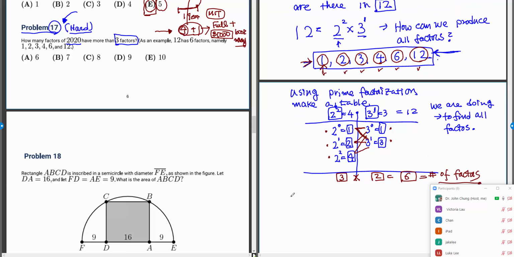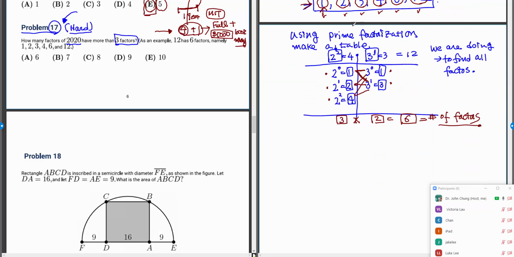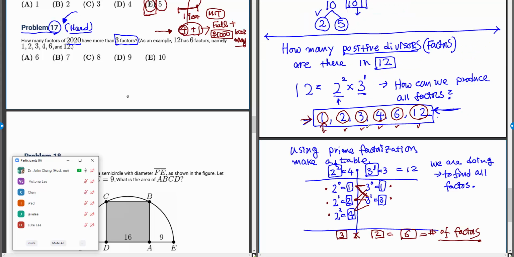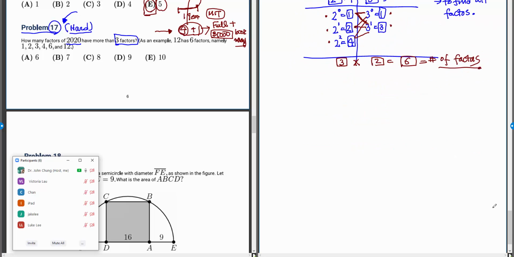Okay, how we find all the factors using this table. Do you guys need one more example on this one? How we generate our factors without using this way? Okay, I'm going to write a little bigger number.